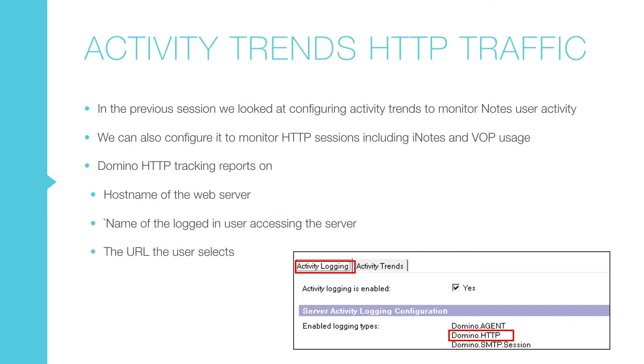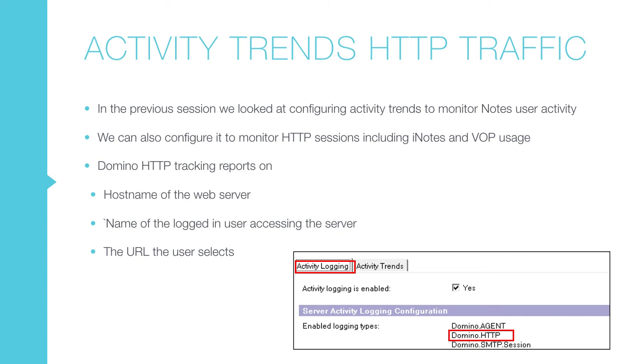I want to talk, in the previous session we talked about activity trends and configuring activity trends to monitor Notes user activity, but we can also configure activity trends to monitor HTTP sessions, including iNotes and Verse on premises. Domino HTTP tracking reports on the host name of the server, the name of the logged in user accessing the server, and the URL the server selects. So again, it's not very sophisticated. This is more useful if you look at applications. But let's say I've got HTTP running on my server and I have no idea if anyone's using it to access their mail files, I could use this to actually track if people are logging in and accessing their mail files this way.